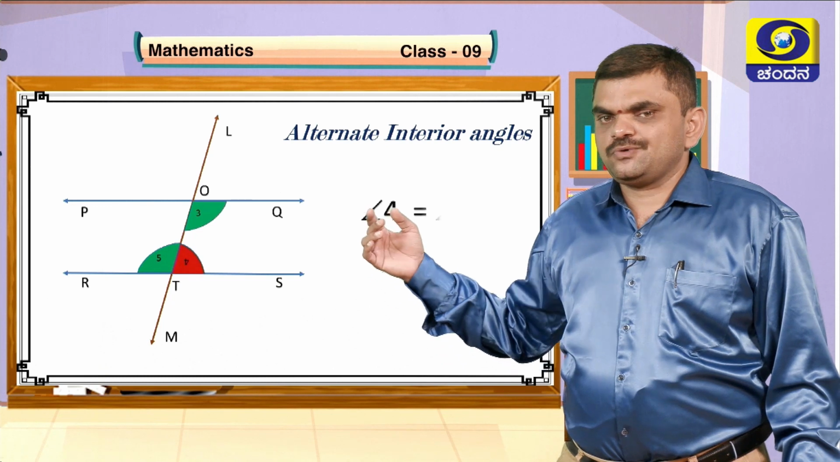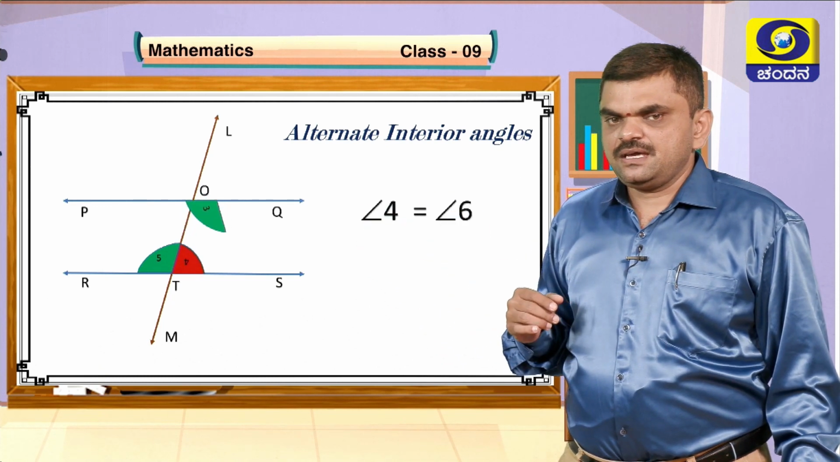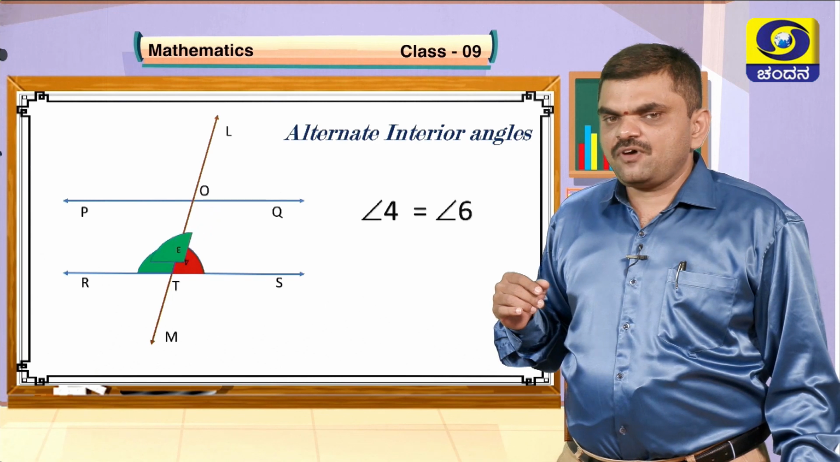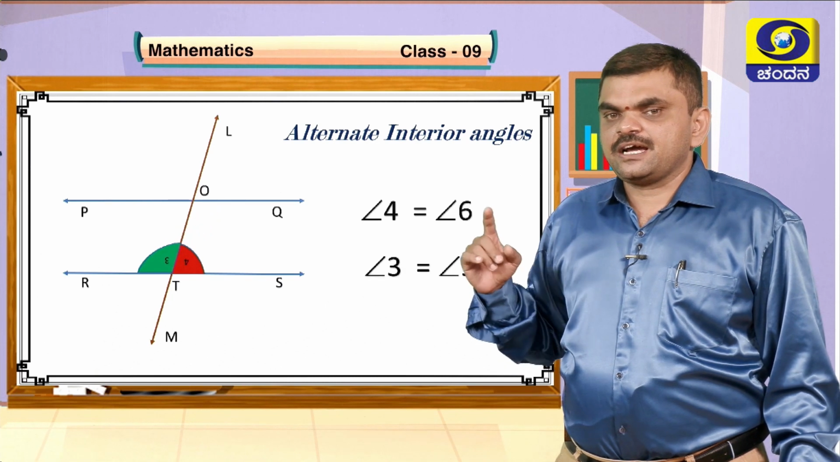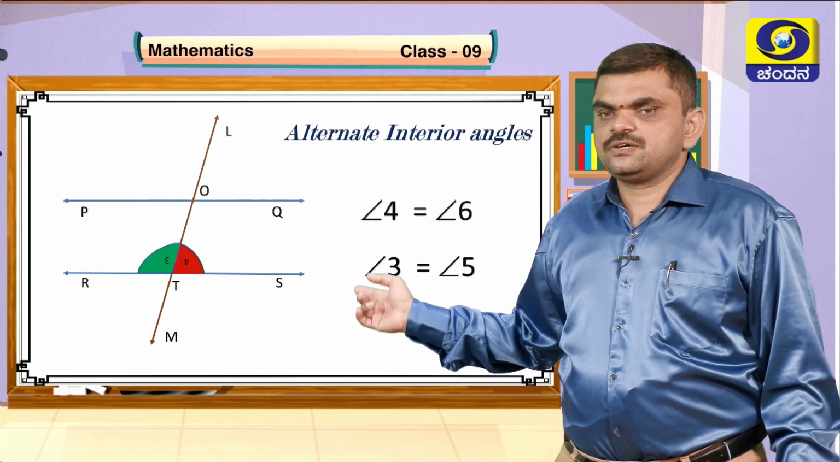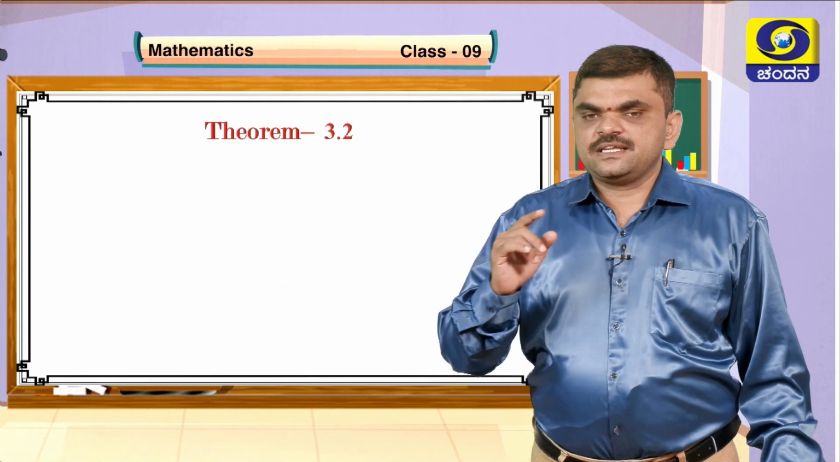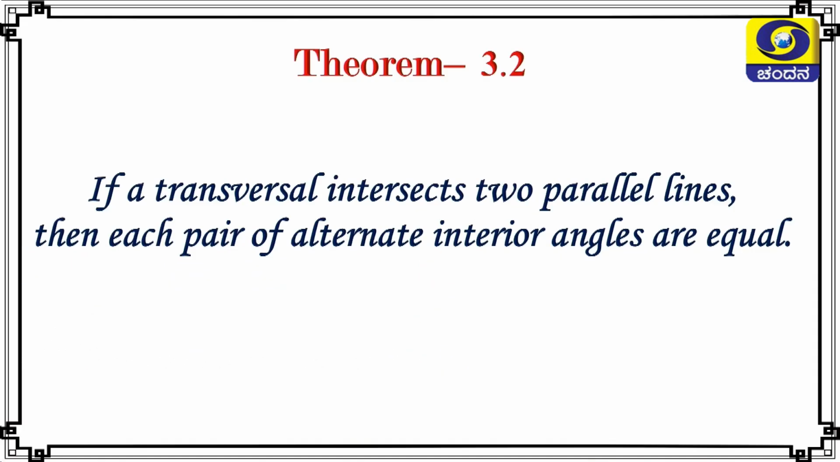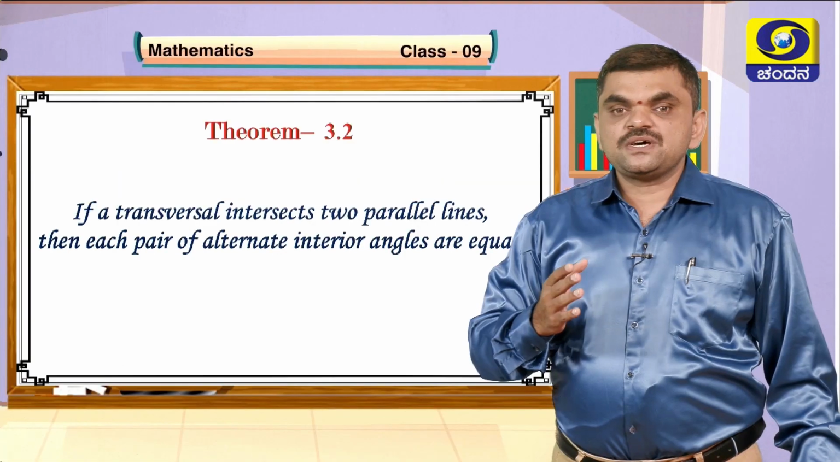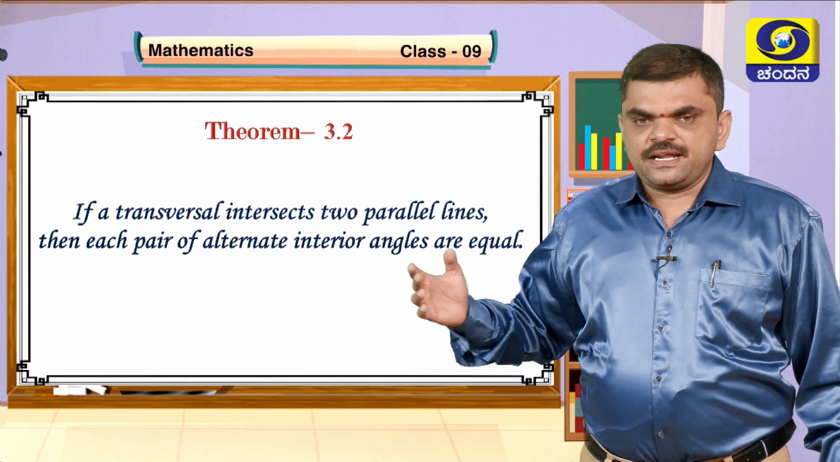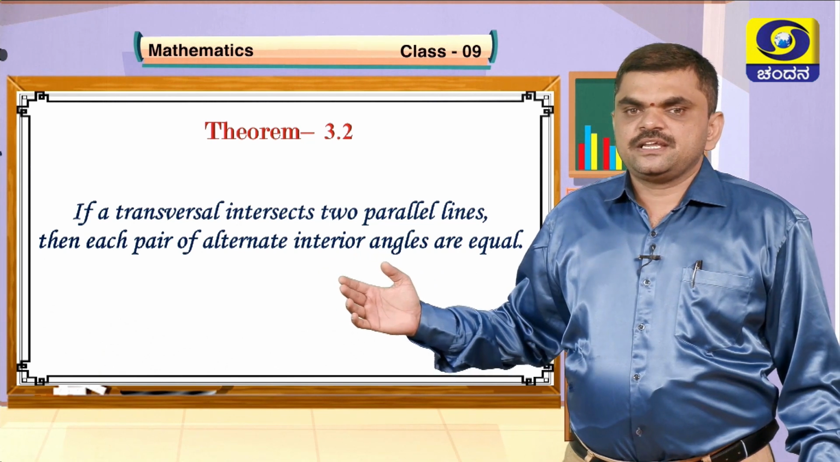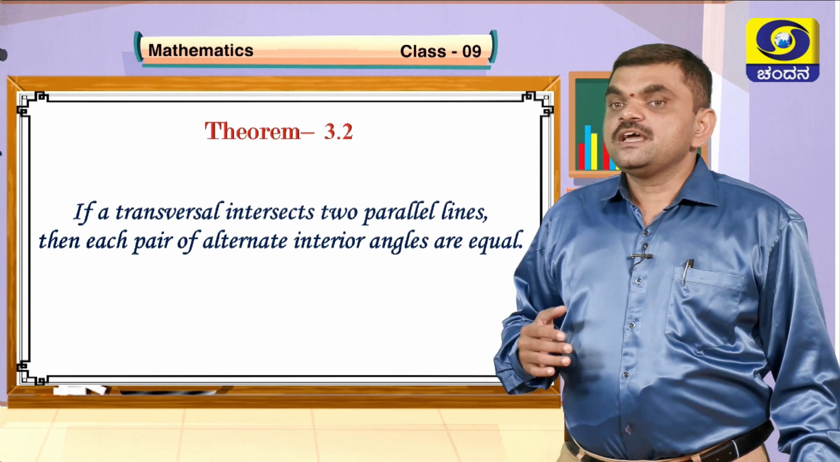Angle 4 is equal to angle 6. In the same way, angle 3 is equal to angle 5. Next, there is a theorem: if a transversal intersects two parallel lines, then each pair of alternate interior angles is equal. Here we observed it diagrammatically, children. If a transversal intersects two parallel lines, then each pair of alternate interior angles is equal.